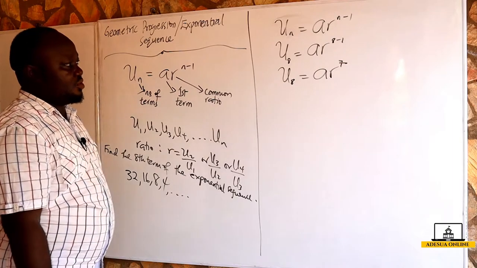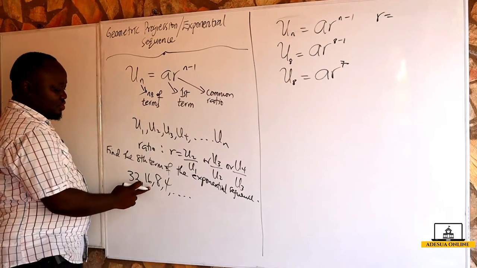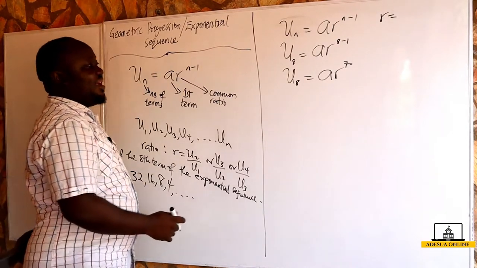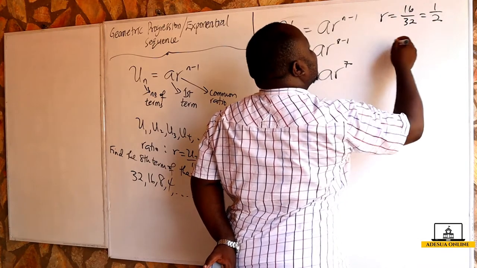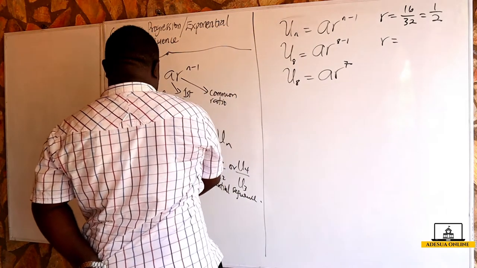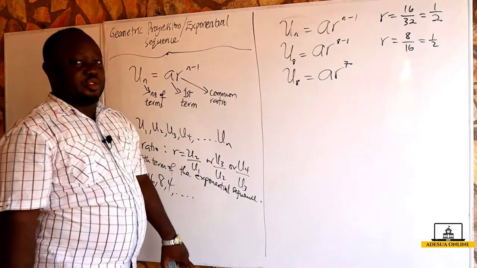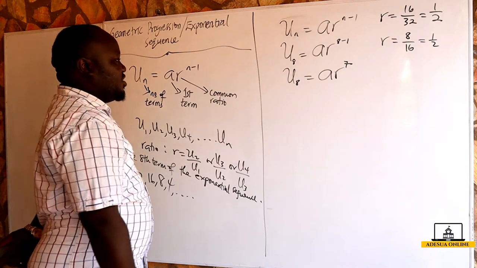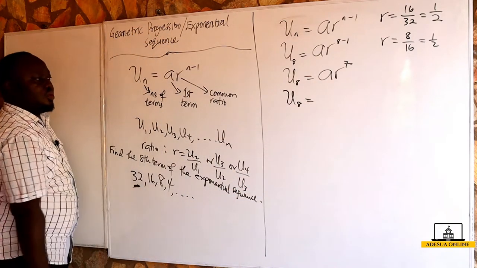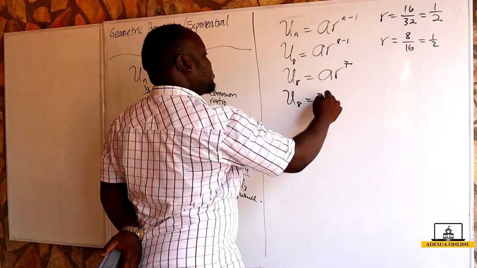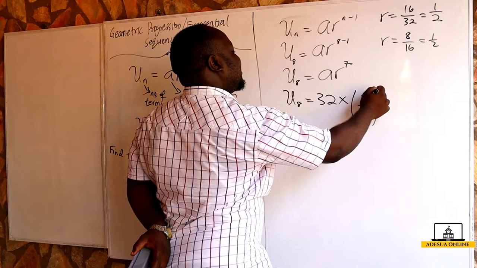So let's solve for our common ratio. The ratio is u2 over u1, so we have 16 over 32. 16 will go into itself 1 time and into 32 2 times. The same way, we can also say the common ratio is 8 over 16, which is also 1 over 2. So our common ratio is half. Finding the 8th term, our a is our first term, which is 32, times the common ratio, half, raised to the power 7.